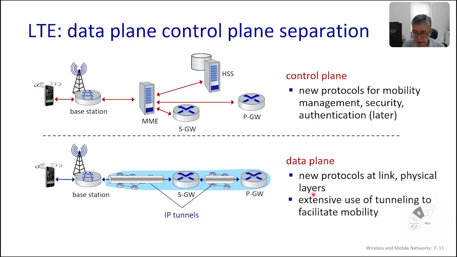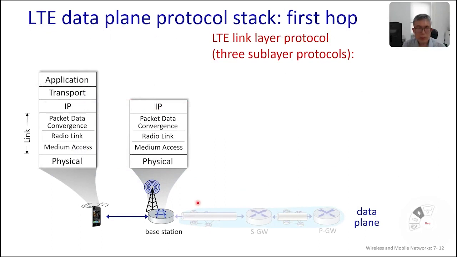Expensive use of tunneling to facilitate mobility. Okay, so those IP tunnels are GTP tunnels. Okay, so let's take a look at the data plane protocol stack, first hop.